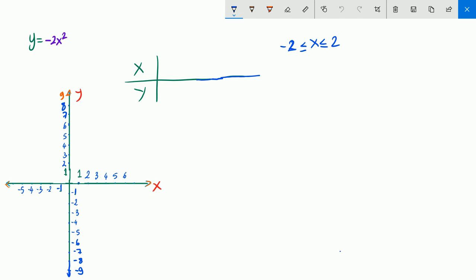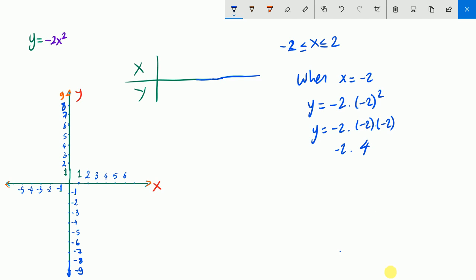negative 2 and 2. So let's start when x is negative 2: y equals negative 2 times (negative 2) squared. Please notice here I'm using parentheses for negative numbers to not get confused. Negative 2 times negative 2 times negative 2. Let me write clearly: negative 2 times negative 2 will be 4, times negative 2, it stays negative. So y equals negative 2 times 4, so y will be negative 8. When x is negative 2, y will be negative 8.